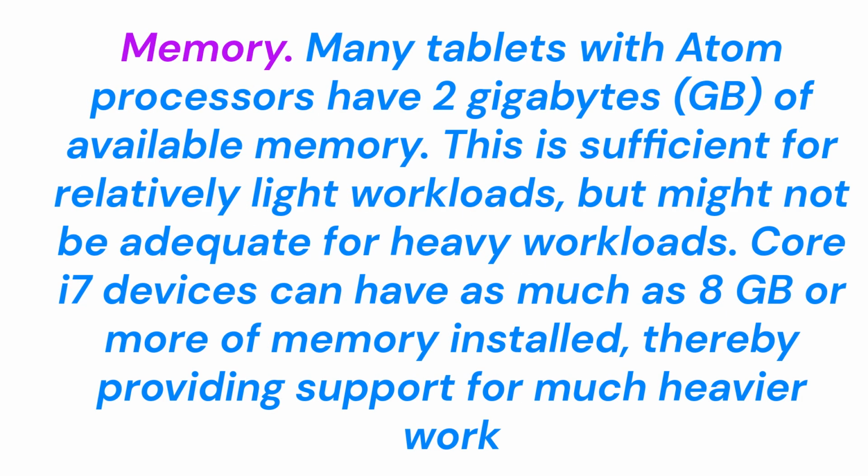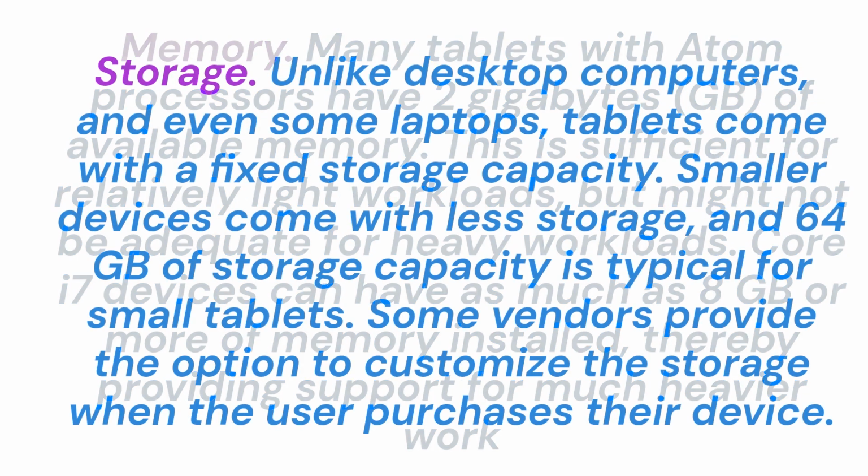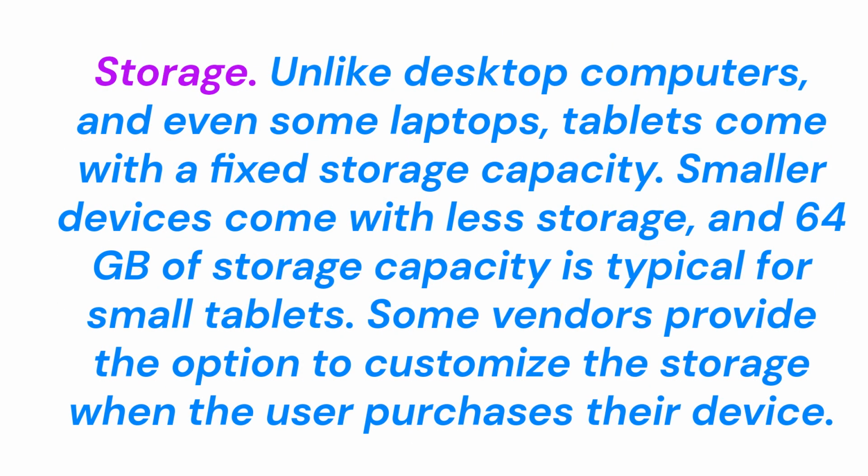Memory. Many tablets with Atom processors have 2 GB of available memory. This is sufficient for relatively light workloads, but might not be adequate for heavy workloads. Core i7 devices can have as much as 8 GB or more of memory installed, thereby providing support for much heavier workloads. Storage. Unlike desktop computers and even some laptops, tablets come with a fixed storage capacity.